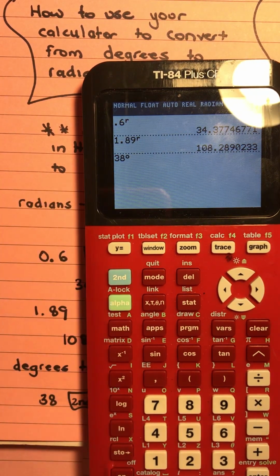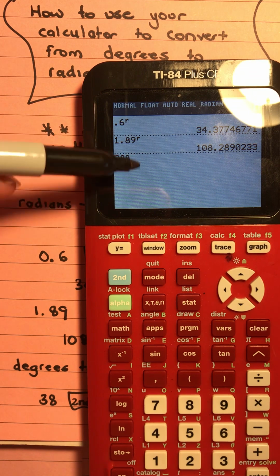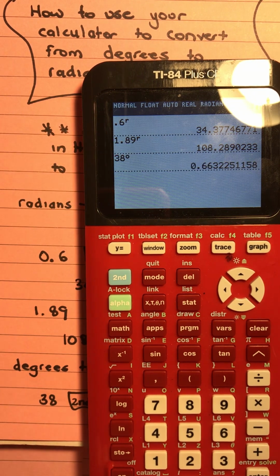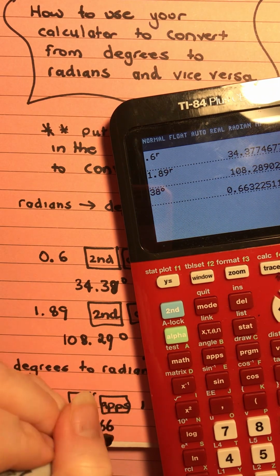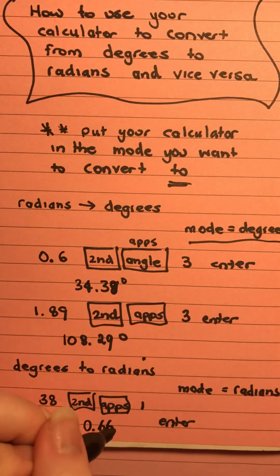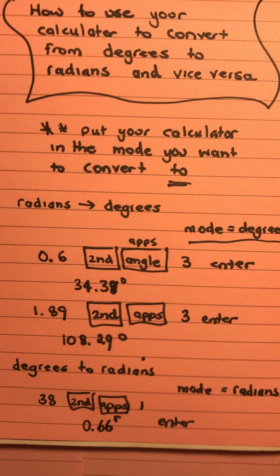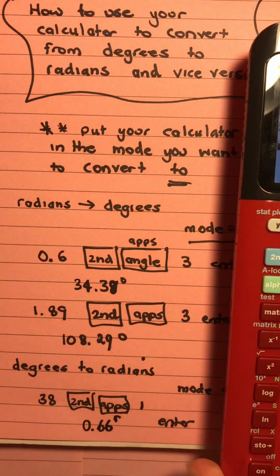Now if I had minutes and seconds there, I could put that in as well, but I've only got degrees, and I press enter, and I get that it is 0.66 radians, and I can put the little r there if I want, or often it's left without that notation.